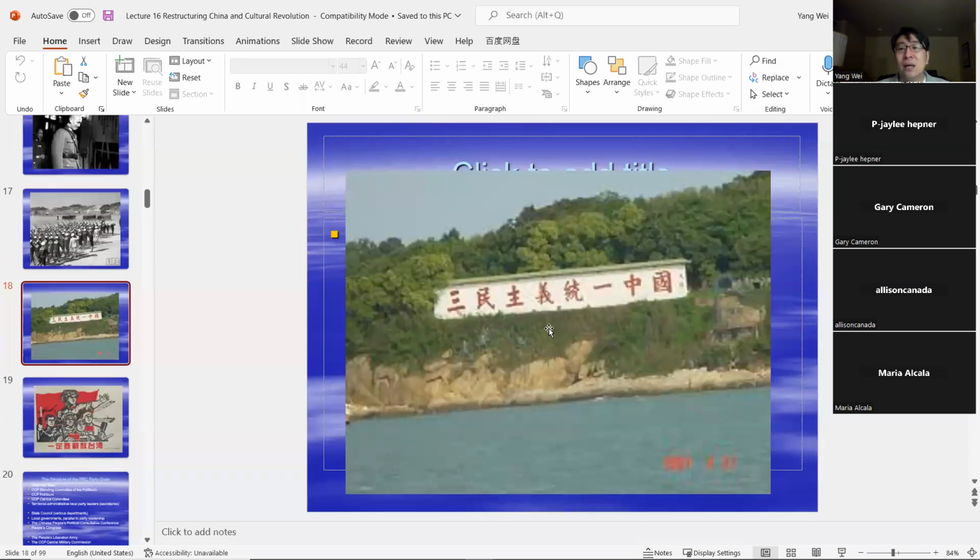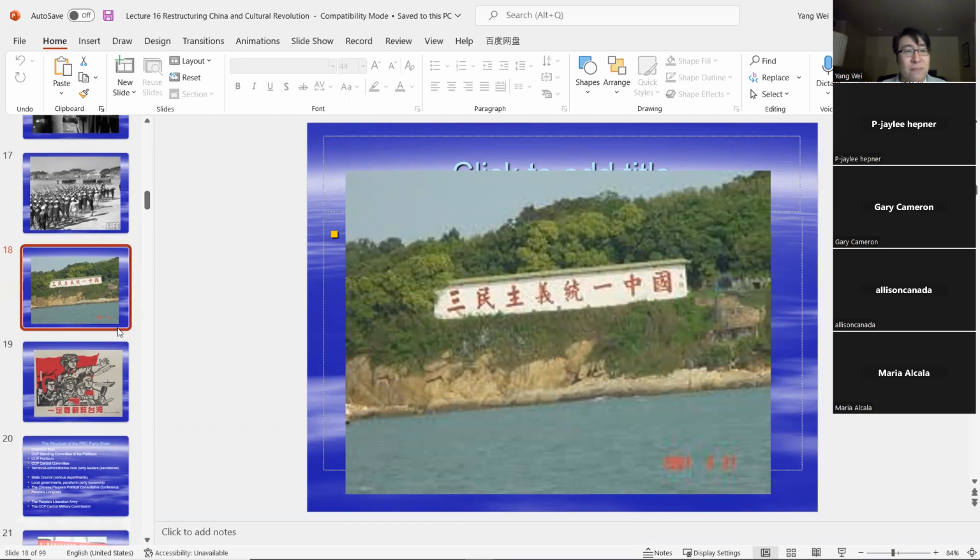On the coast of the territories controlled by the Nationalist Party facing mainland China, you will see this sign, 三民主义统一中国. It means unify China with Sun Yat-sen's Three Principles of the People. Remember, we talked about that, right? Sun Yat-sen's Three Principles of the People: democracy, nationalism, and livelihood, right?